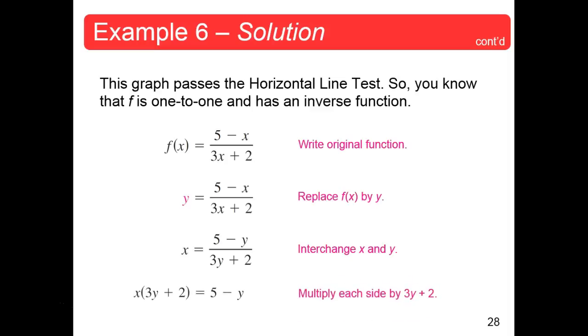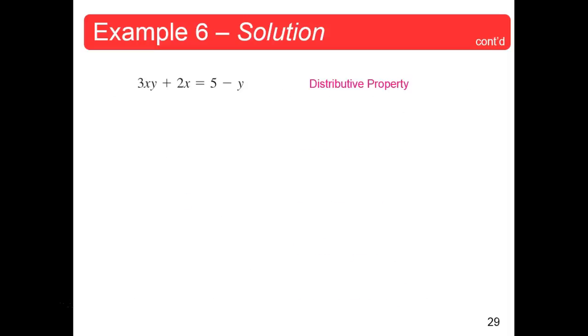Multiply by that denominator, and that gives us x times 3x plus 2 is equal to 5 minus y. Then you got to distribute through, right? So it'll be 3xy plus 2x equal 5 minus y. What's the next thing we're going to do? Get all the y's on the one side and all the non-y's on the other side. So the y's on the left, everything without a y on the right. And that gives us 3xy plus y is equal to 5 minus 2x.